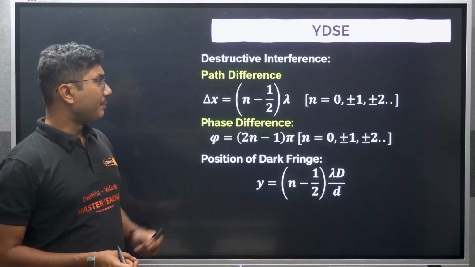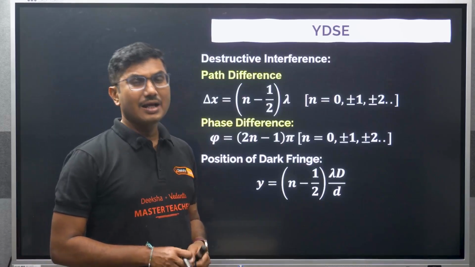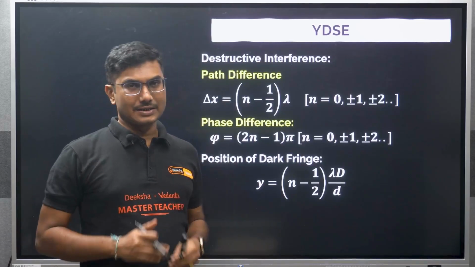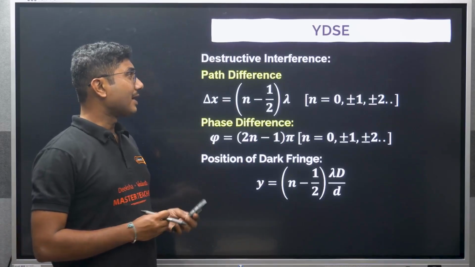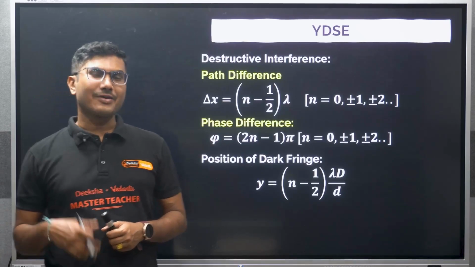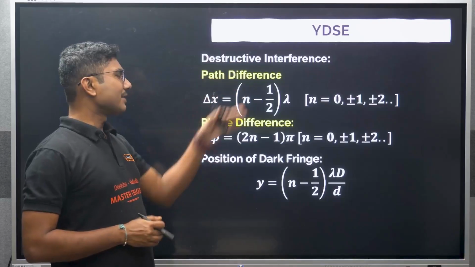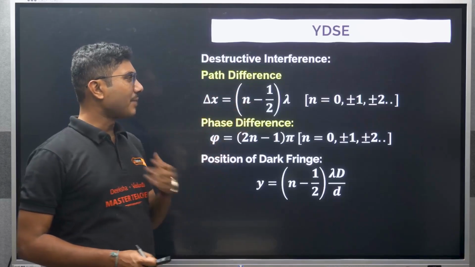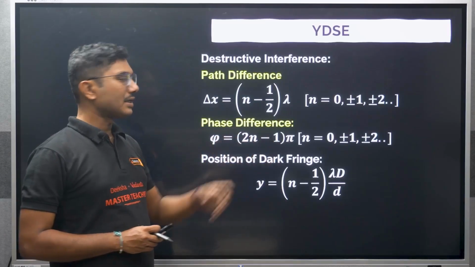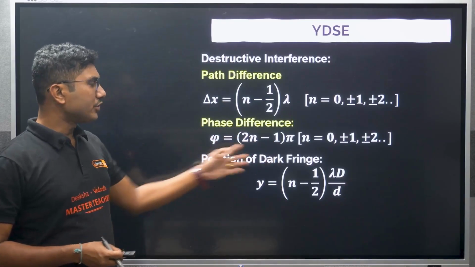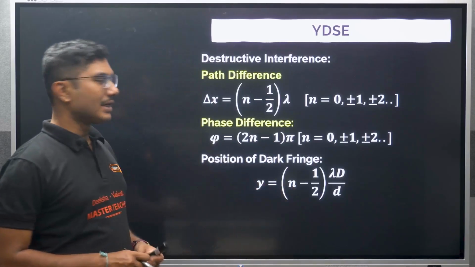Okay, path difference for destructive interference. In some places you will observe that the intensity decreases, right? Intensity is minimum. So in case intensity is minimum, they are called destructive interference or dark fringe. Path difference is given by delta x equals (n minus half) into lambda. Phase difference is given by phi equals (2n minus 1) into pi. Position of the dark fringe is given by y equals (n minus half) lambda D by d.